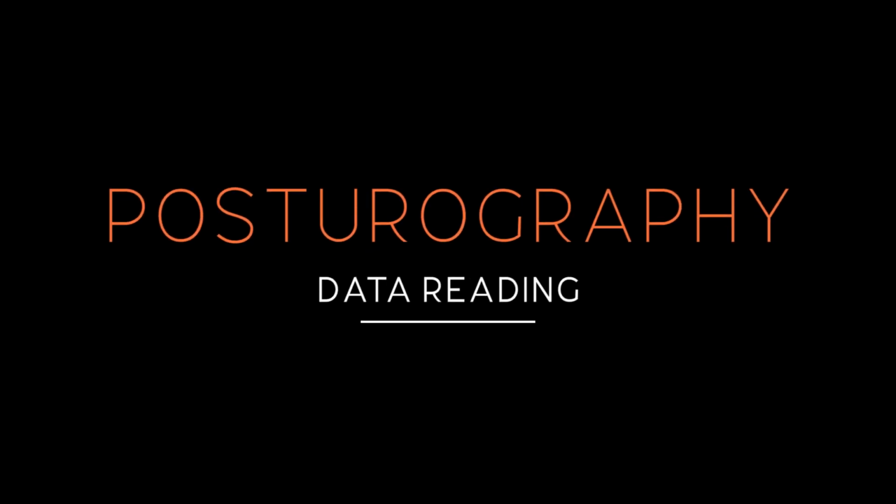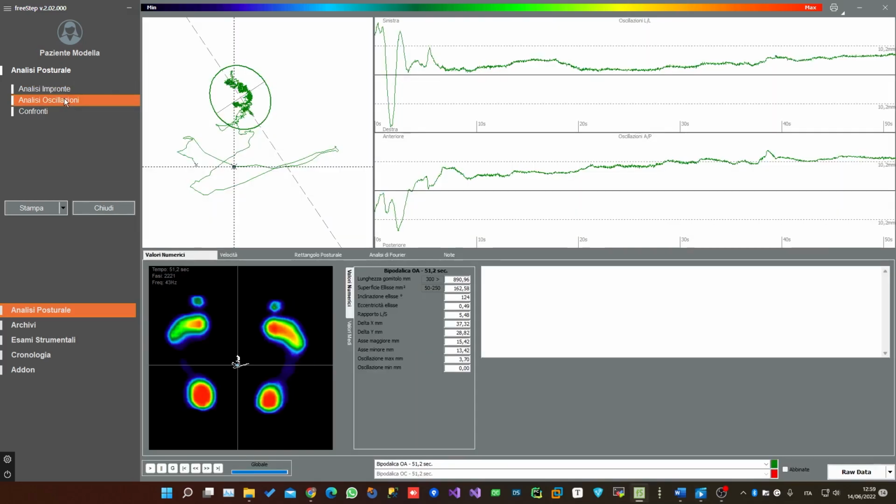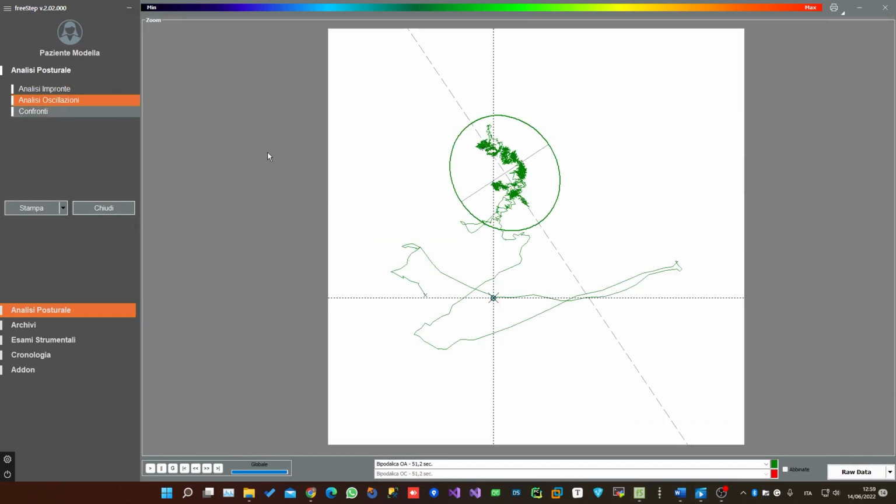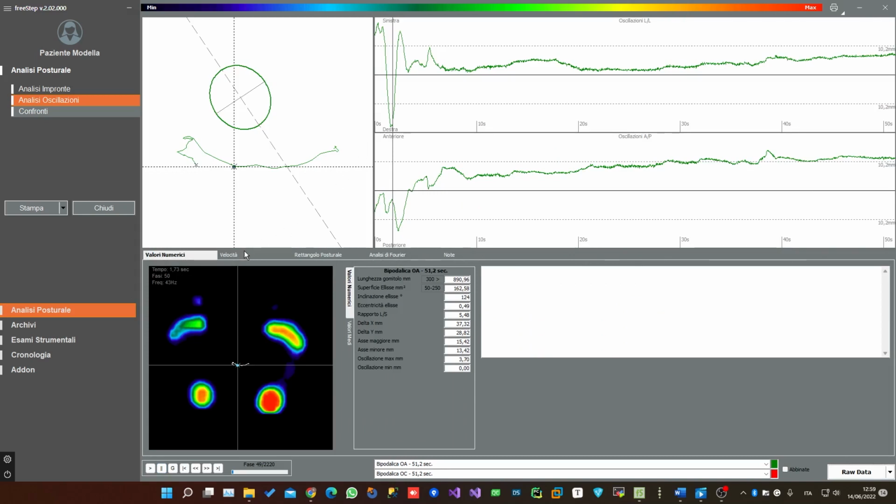Posturography, data reading. Among the main data of the stabilometric exam, we will find the stabilogram study, namely the overtime trend of the center of pressure movement on the horizontal and on the anteroposterior axis. The study of the statokinesiogram, namely the trend of the COP movement on the horizontal plane. The study of the area of the confidence ellipse of the path drawn by the COP on the horizontal plane.